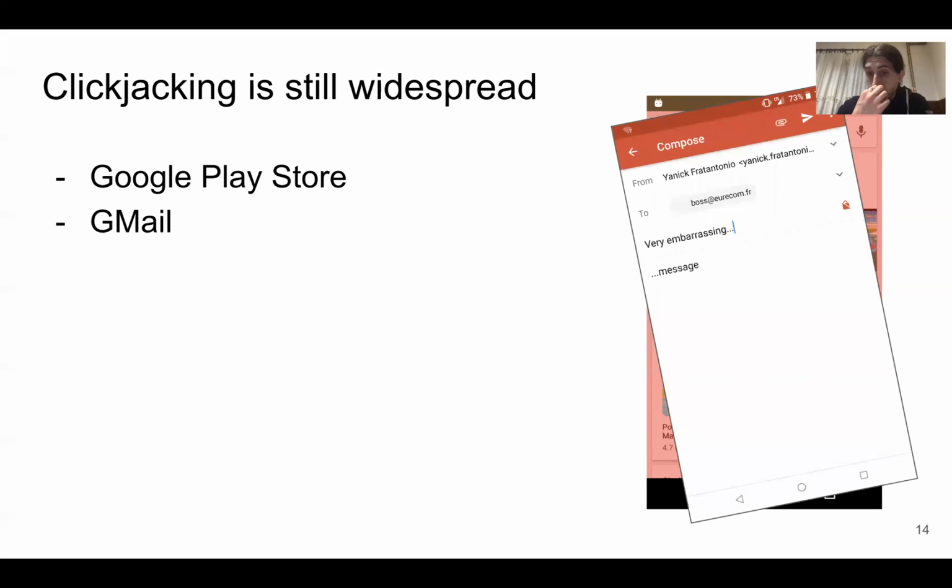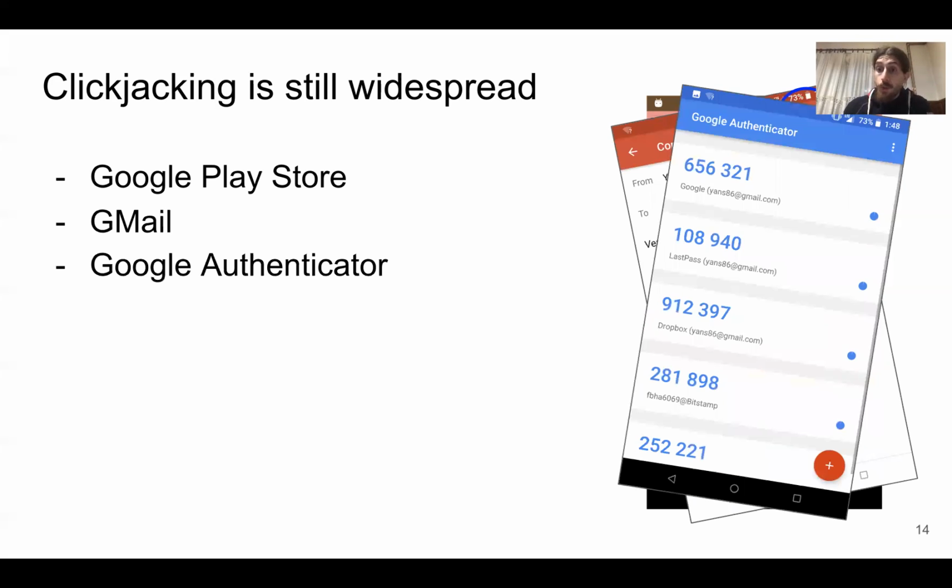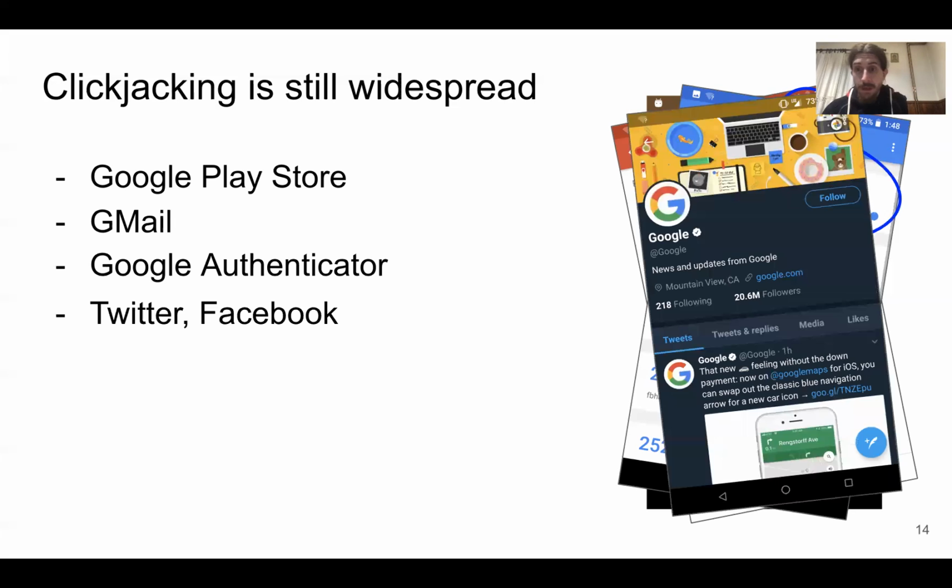Gmail, where with the intent we open Gmail with the recipient, the subject, and the message already pre-filled. If we convince the user to click on send, then we will send a ridiculous email around. And we would also work with Google Authenticator. If you do a long click on one of these, you would get the information copied in the clipboard.